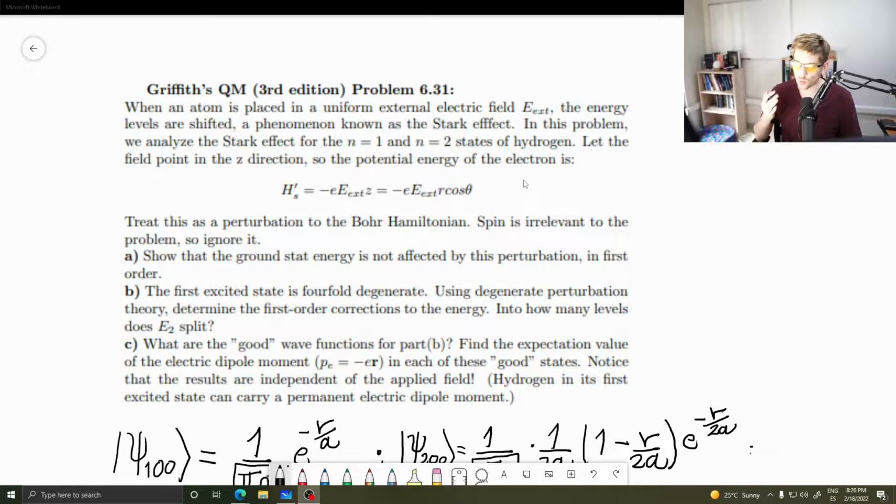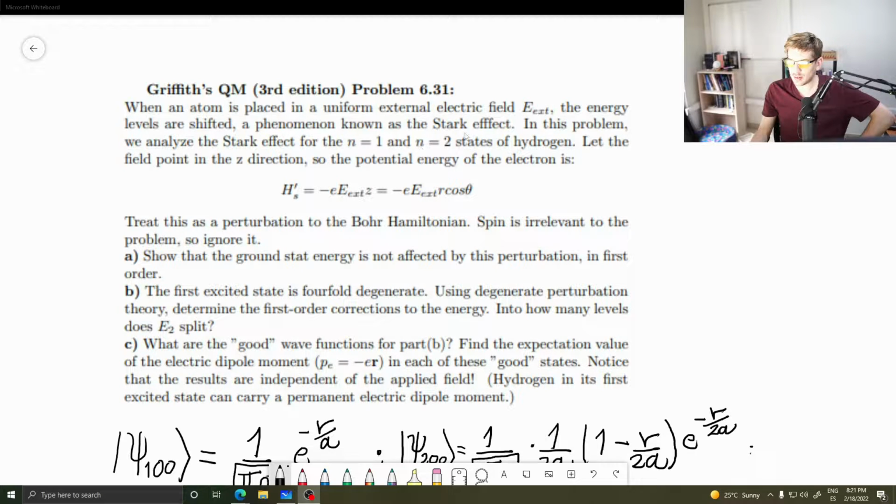C is what are the good wave functions for part B, and we want to find the expectation value of the electric dipole moment, which we have right here, minus e r, in each of these good states. Notice that the results are independent of the applied field. And we will then note, of course, that hydrogen in its first excited state can carry a permanent electric dipole moment. All right, so let's do this by part.